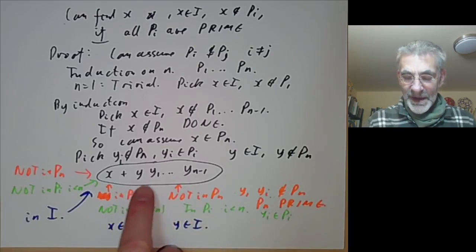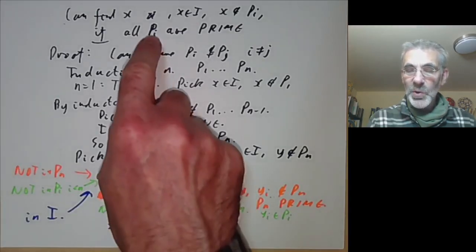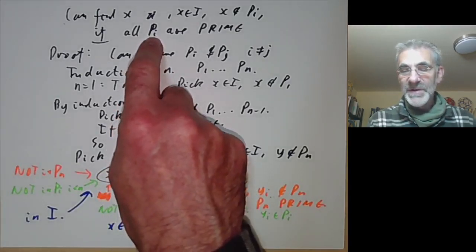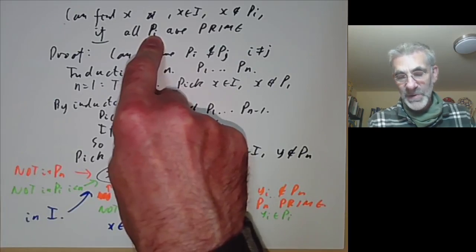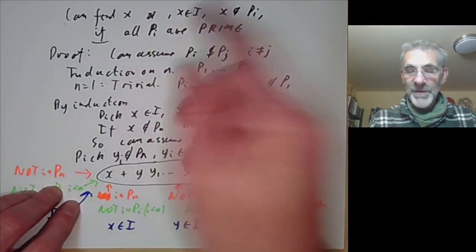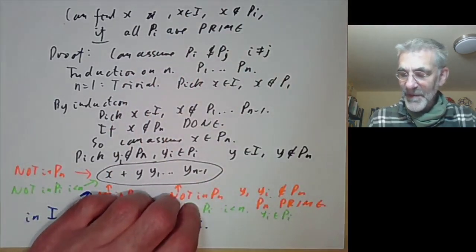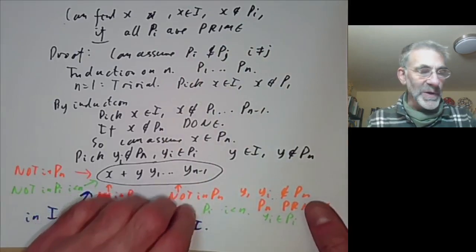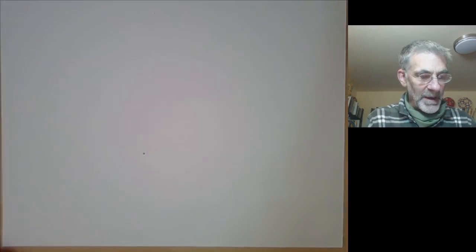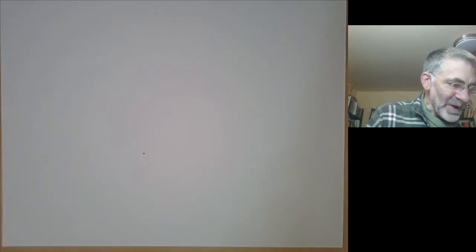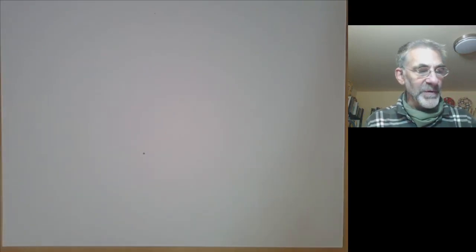If you're a little bit careful, you don't need to assume that all these ideals are prime. For instance, we never actually assumed that P1 was prime. So we can allow one of these not to be prime. And there are various slight strengthenings of this you can do. Okay, well, now that we've done this lemma, let's get on to proving the main theorem.